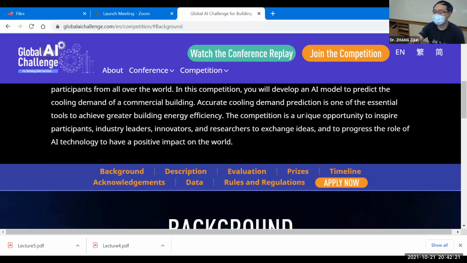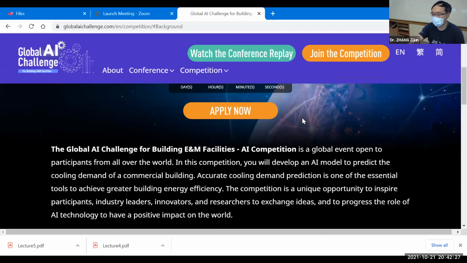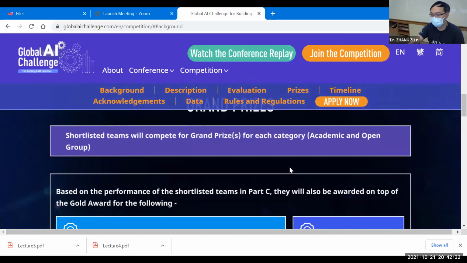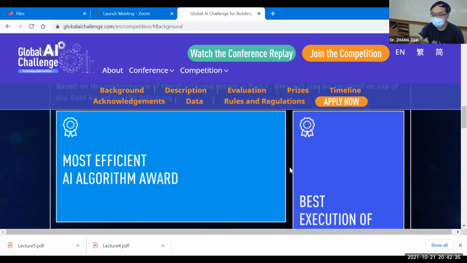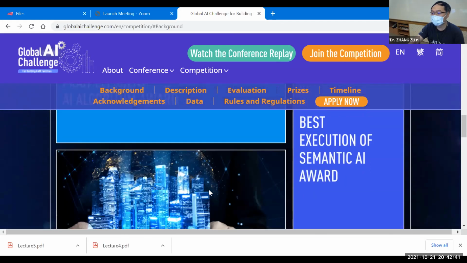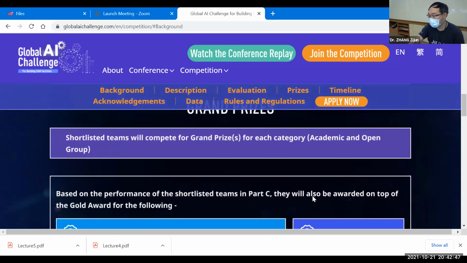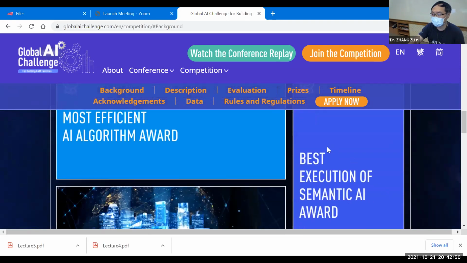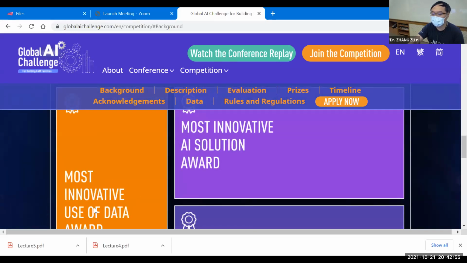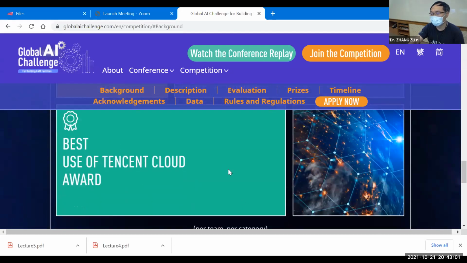So you guys can form multiple teams, or one team. I can supervise multiple teams. Let me see the prizes. Most efficient algorithms. And oh, they have different categories of awards. So this 200K US dollars will be divided into different chunks. You might win the most innovative use of data award, the most innovative AI solution award, and so on.